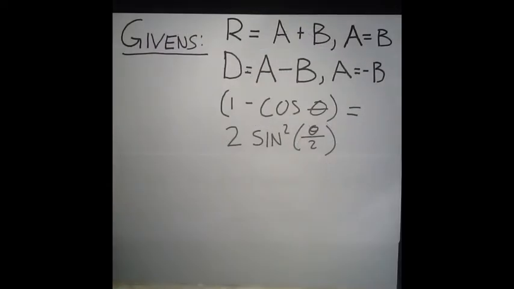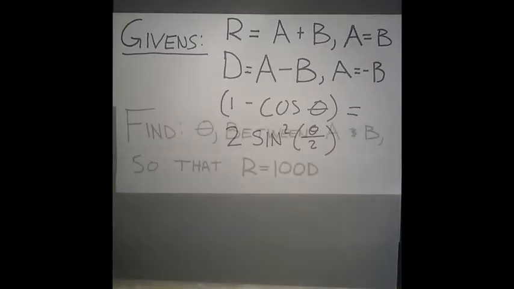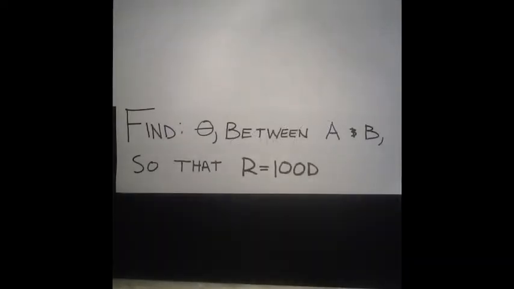For the givens, you have the magnitude R equals A plus B, where A is equal to B. And then you have magnitude D, which equals A minus B, where A equals negative B. And then you're going to use a trig identity later on that says 1 minus cosine theta equals 2 sine squared theta over 2. You're asked to find the angle theta between vectors A and B so that the magnitude R will be 100 times larger than the magnitude of D.